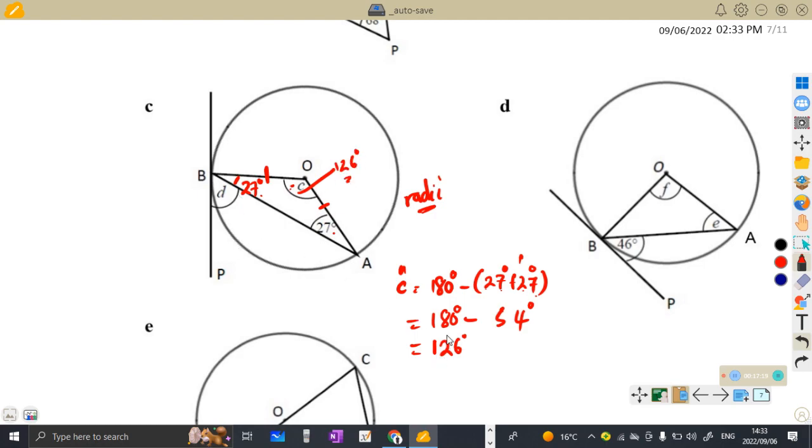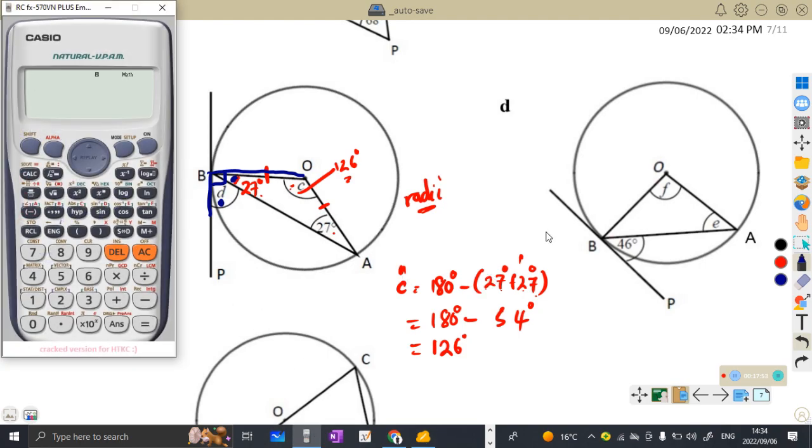Okay, what about the D part? How are we going to find this angle D? If we take a closer look, we have got a radius from O to B, and it meets a tangent. The radius and the tangent meet at 90 degrees. So if I add D and this 27, they must give me 90 degrees. So D plus 27 must be 90 degrees. How do I find D? I have to simply transpose. That will be 90 degrees minus 27 degrees.